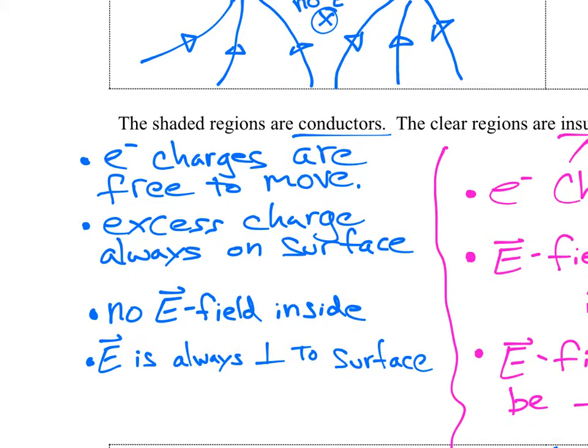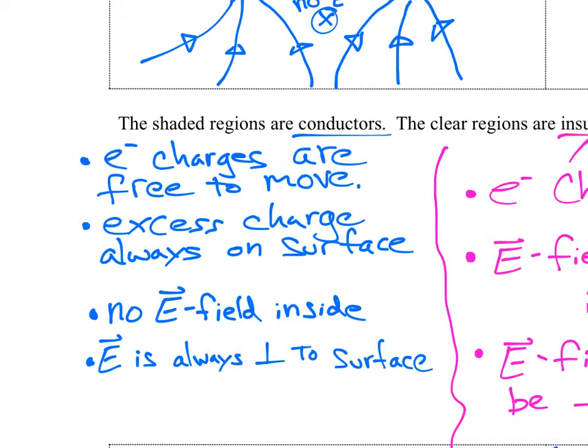Excess charge always resides on the surface of a conductor. There is no excess charge inside of a conductor unless there's a surface on the inside. There is no electric field on the inside of a conductor as long as it's in static equilibrium, electrical equilibrium. If there is an electric field on the inside of a conductor, which is possible, then you are not in electrical equilibrium, and there are charges flowing through the inside of the conductor.